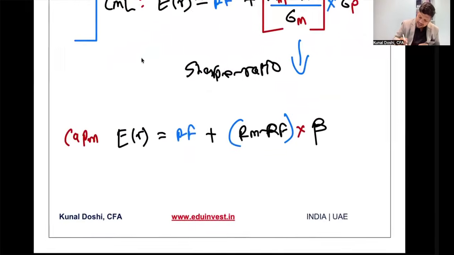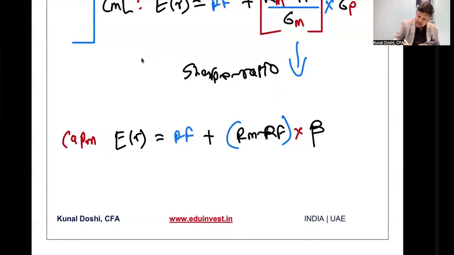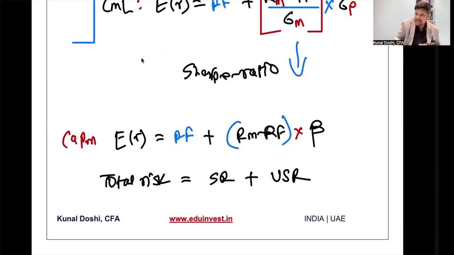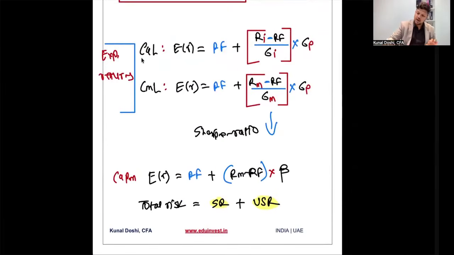But first of all, what are the two types of risk? We learned that from linear regression also. Total risk is a combination of systematic risk plus unsystematic risk. I'm writing in short form: total risk is systematic and unsystematic. Unsystematic risk can be diversified by buying more and more securities. Systematic risk cannot be diversified. So if you add more and more securities, unsystematic risk will go down. Are you with me?